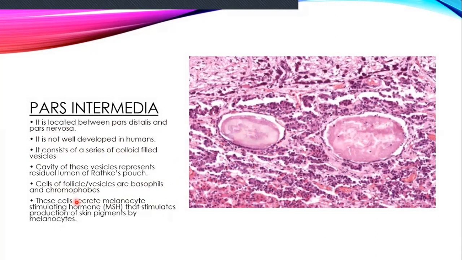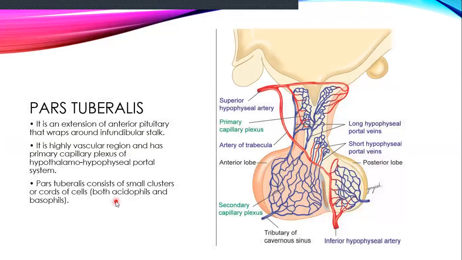Now, those cells usually secrete, please remember this, melanocyte stimulating hormone, okay? Please remember the pars intermedia secretes melanocyte stimulating hormone that stimulates production of skin pigments by the melanocyte. So it usually stimulates the melanocyte to produce melanin. So if there is a tumor which makes the pars intermedia oversecrete the melanocyte stimulating hormone, there will be hyperpigmentation. Okay, you find that the individual's skin will be hyperpigmented. There will be very much pigmentation.